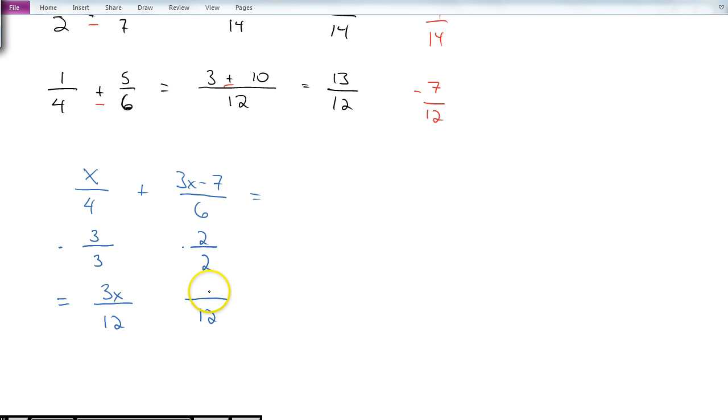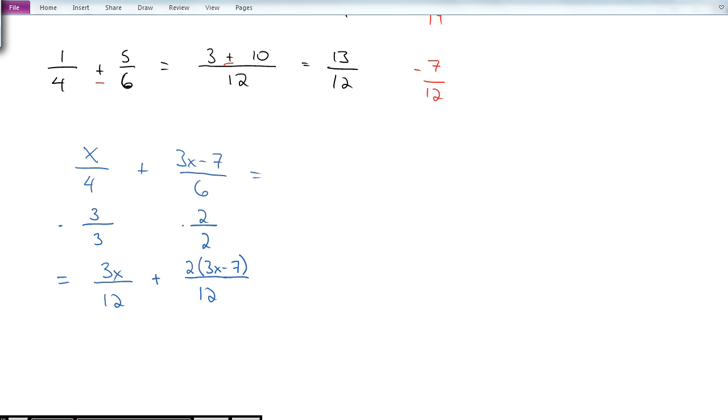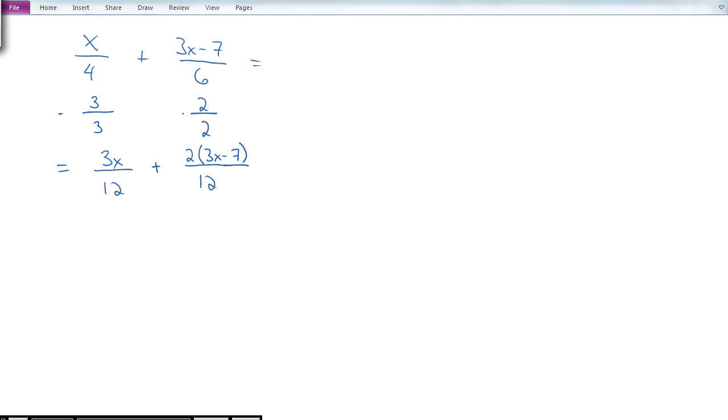And then here's where the distributive property comes in. I'm multiplying 2 times 3x minus 7, and I have to include those parentheses. And then I put a plus sign here. And notice that the plus sign could be a minus sign, and everything would be the same to this point. I just would have a little bit different arithmetic at the end.